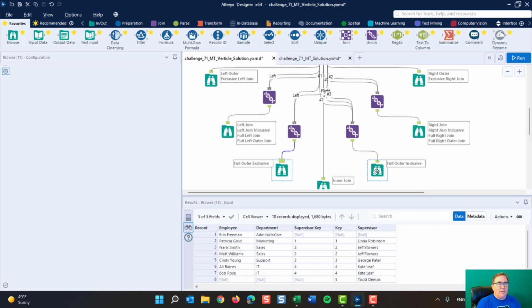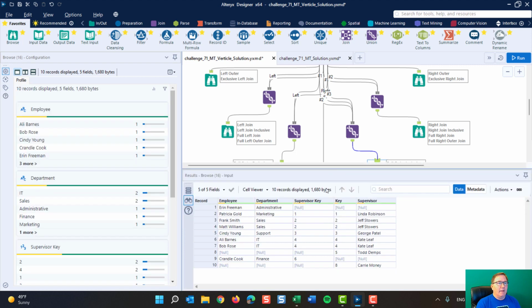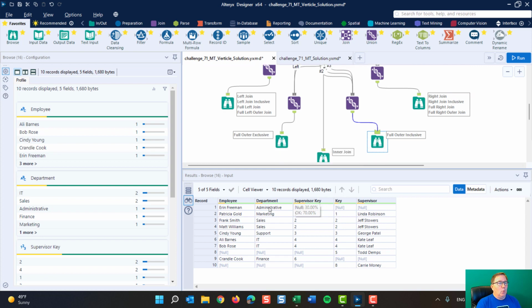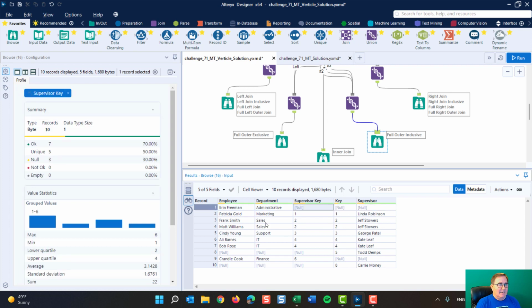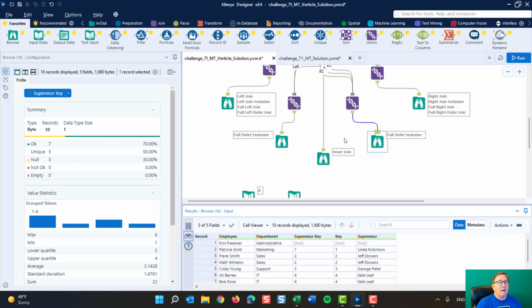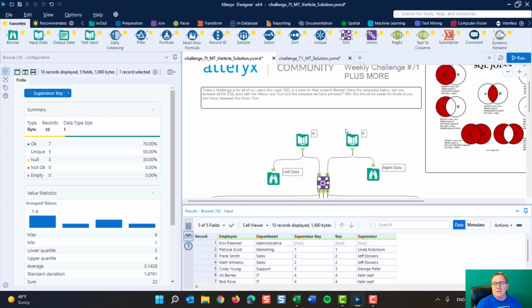Now, let's bring this all together into one big party. And you can see this is a full outer join inclusive where it's saying, hey, Aaron is missing over here in the supervisor. You know what? She doesn't have a key. That's why she's missing. Here's all of the ones that joined, as well as here's a supervisor with no employees. Here's another one with a key, but she doesn't have a supervisor. And here is Carrie Money.